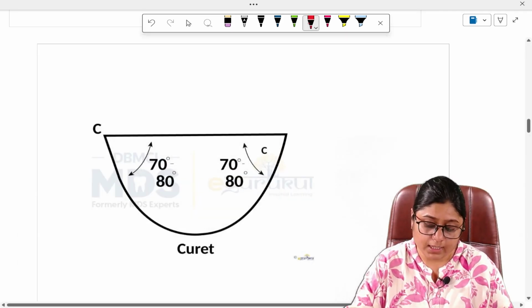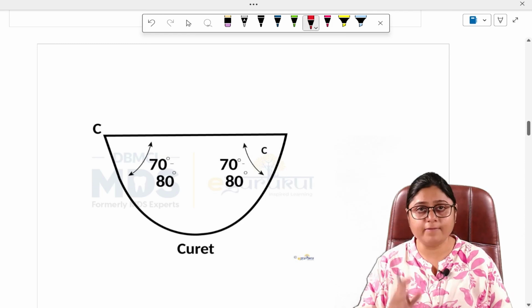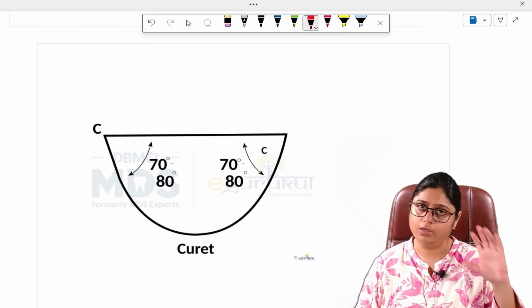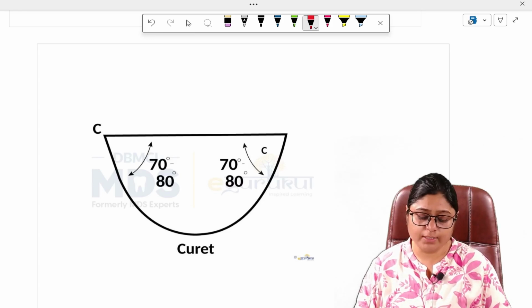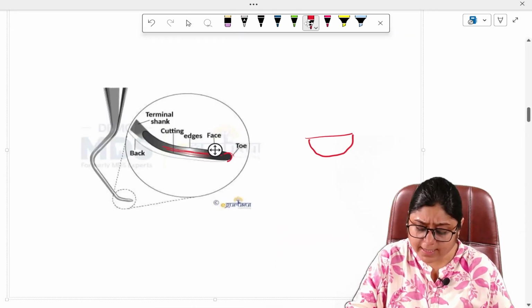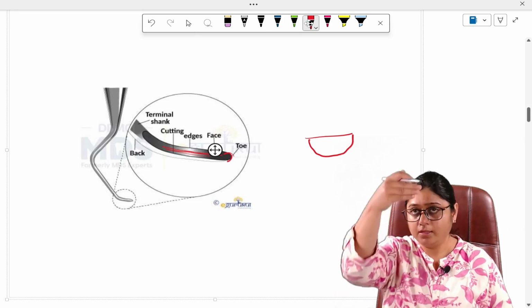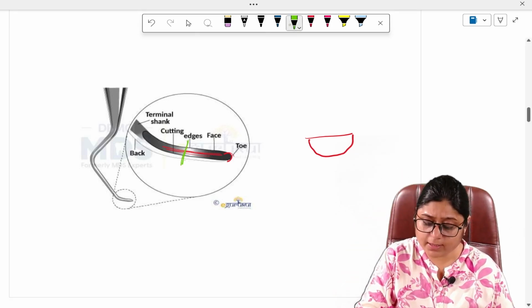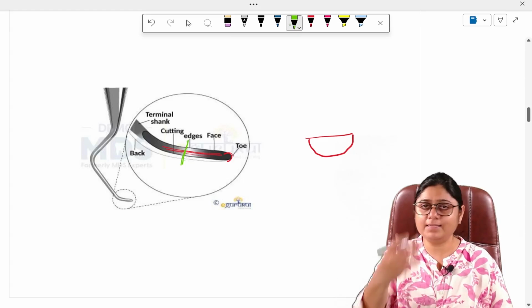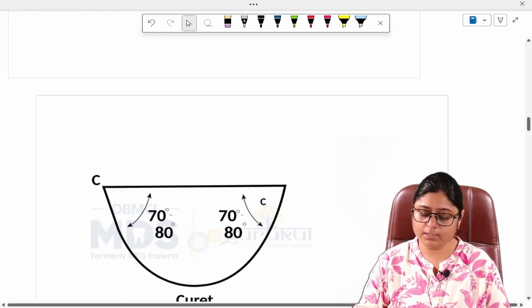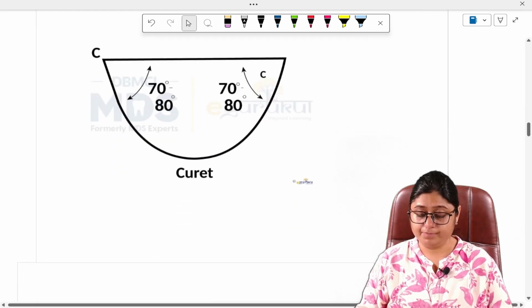This angle between the face and the lateral surface is 70 to 80 degrees, and this 70 to 80 degrees is common for both, whether scaler or curette. This is the lateral surface and this is the back of the curette. The cross section which I showed you is a cross section like this. When I cut the tip like this and view it from the front, this is how my curette will look.